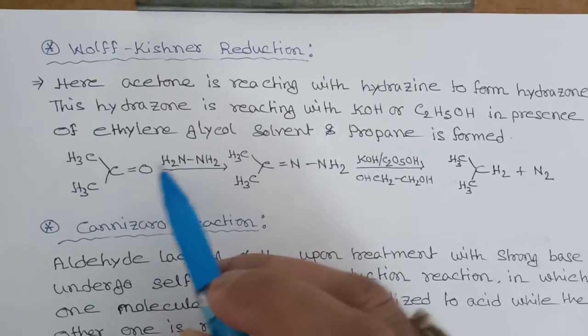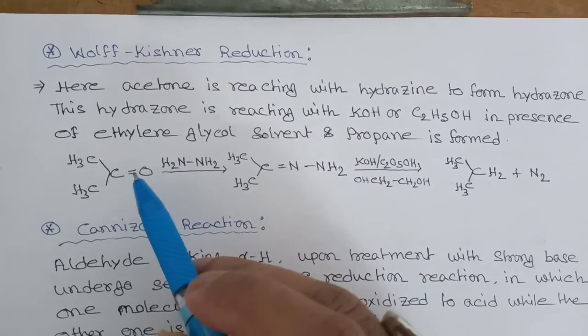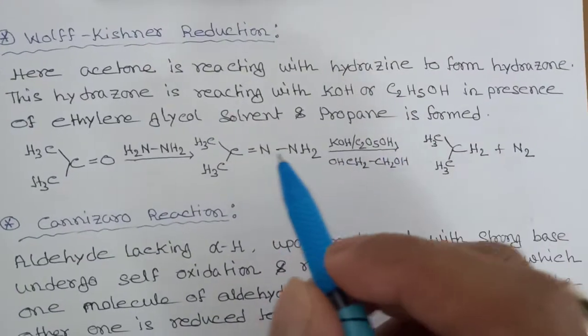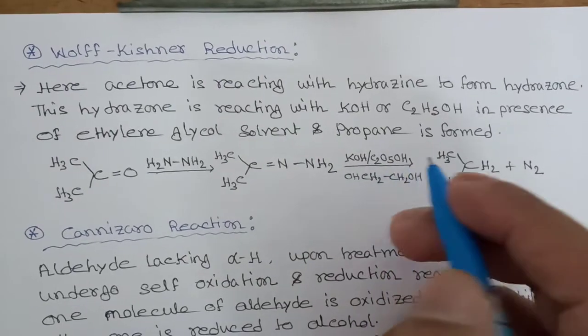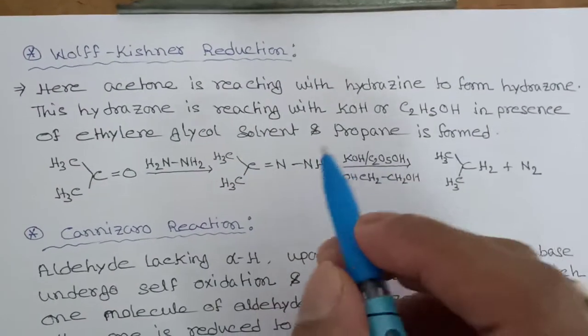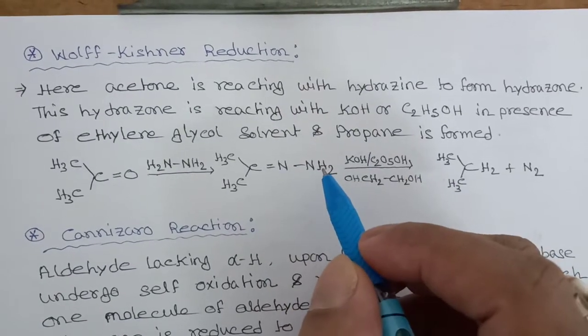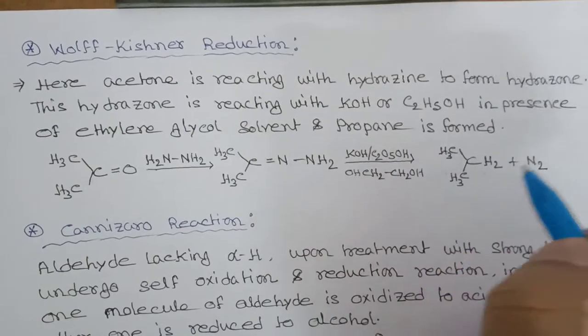So the double bond will be with nitrogen. So we can write C double bond N and H2 like this one. This is called hydrazone. Now when this hydrazone reacts with KOH or C2H5OH in presence of ethylene glycol, then nitrogen gas will be removed and this H2 will come to this carbon. So we will get propane and nitrogen gas.